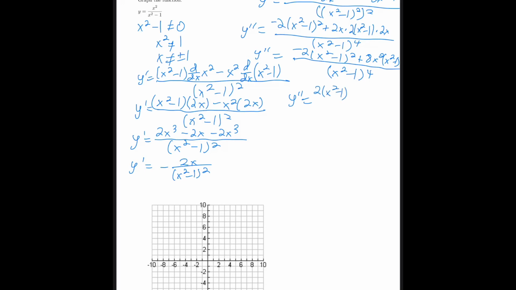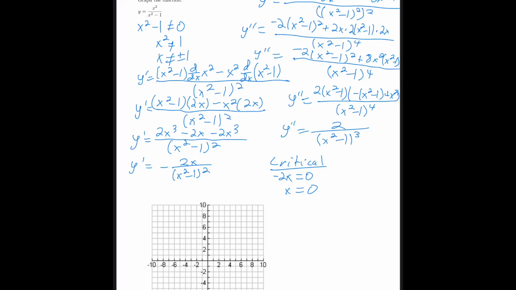And then for y double prime, I can do some factoring here. I can factor out a 2 times x squared minus 1. So it's 2 times x squared minus 1 times the opposite of x squared minus 1 plus x squared, over x squared minus 1 to the 4th. And then I can cancel out an x squared minus 1, and I can simplify in here. These x's are going to cancel. So this becomes a positive 1 times 2. So it's 2 over x squared minus 1 to the 3rd.